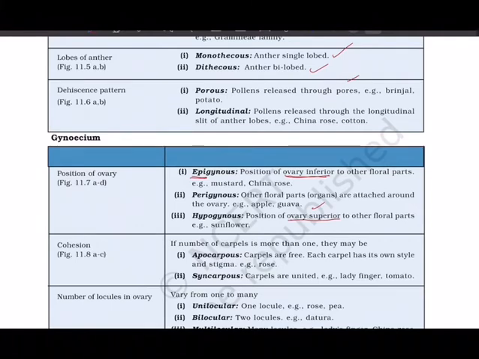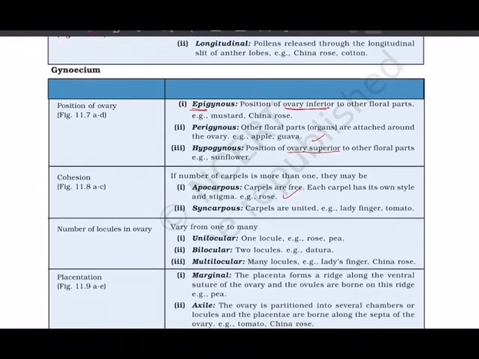Example, sunflower. Question: if the number of carpels is more than one, carpel, what is carpel? The female reproductive part. Apocarpous: carpels are free. Each carpel has its own style and stigma. Example, rose. Syncarpous means, syn means fused. Carpels are fused, like in ladyfinger and tomato.